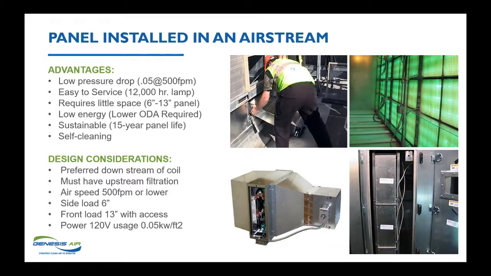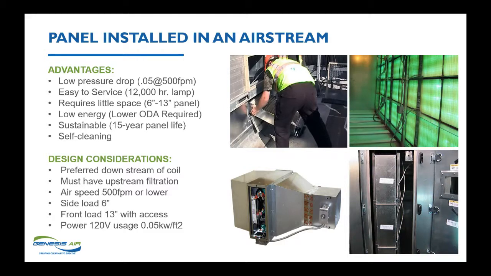Let's look at some design considerations real quick. Preferred location is downstream of the coil, so we can help keep the leaving edge of the coils clean. You need to have upstream filtration with this product. You don't want to turn it into a filter. You need to be careful about the airspeed. 500 feet per minute reflects the third-party testing, so 500 feet per minute or lower.